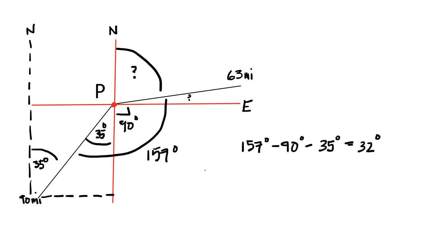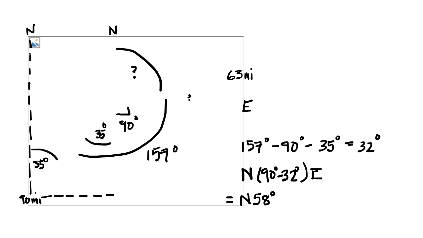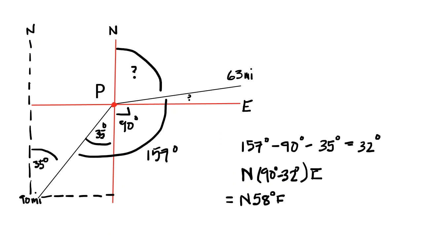And now I can find my angle because the angle between north and east is 90 degrees. So I know 90 degrees minus 32 degrees. East is the direction I need to give, and that's going to be the same as saying north 58 degrees east. And that's the direction to make the course correction.